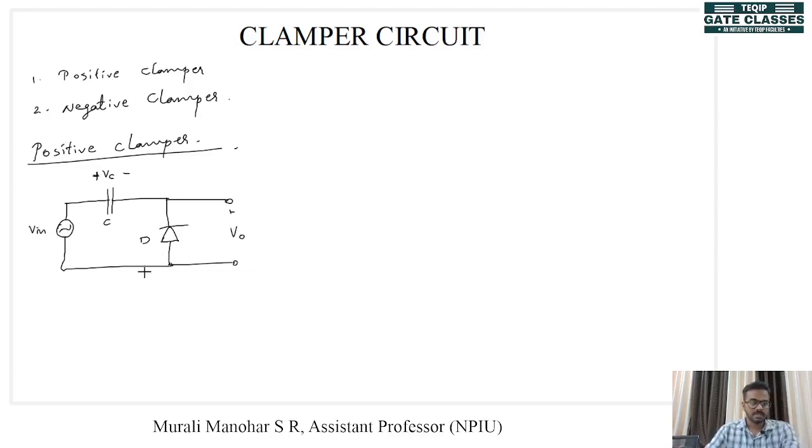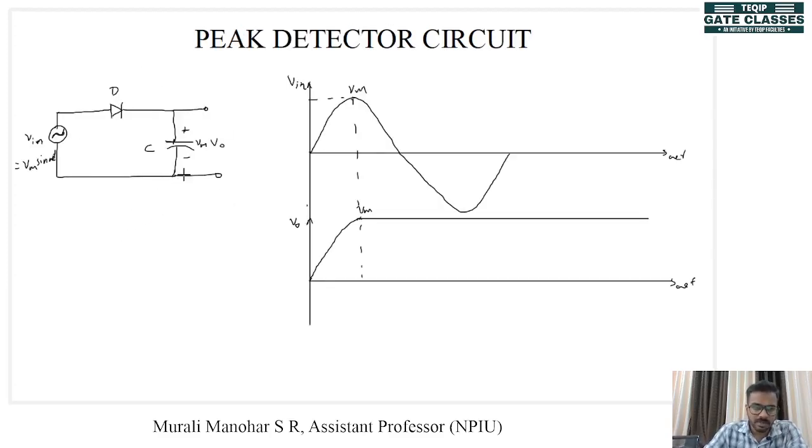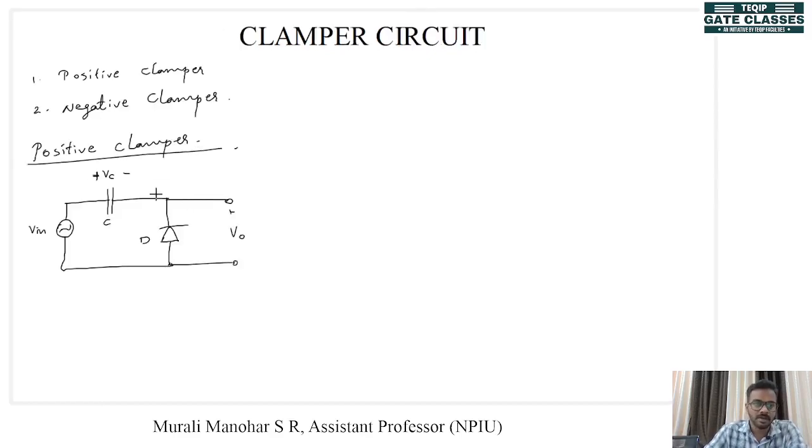Here our Vin is equal to Vm sin omega t. Okay. Now when we look at the circuit, we can see that this is similar to the previous circuit, but only the position and direction of the diode and capacitor are changed. So we'll begin with the negative half cycle. What happens during the negative half cycle, that we have to see.